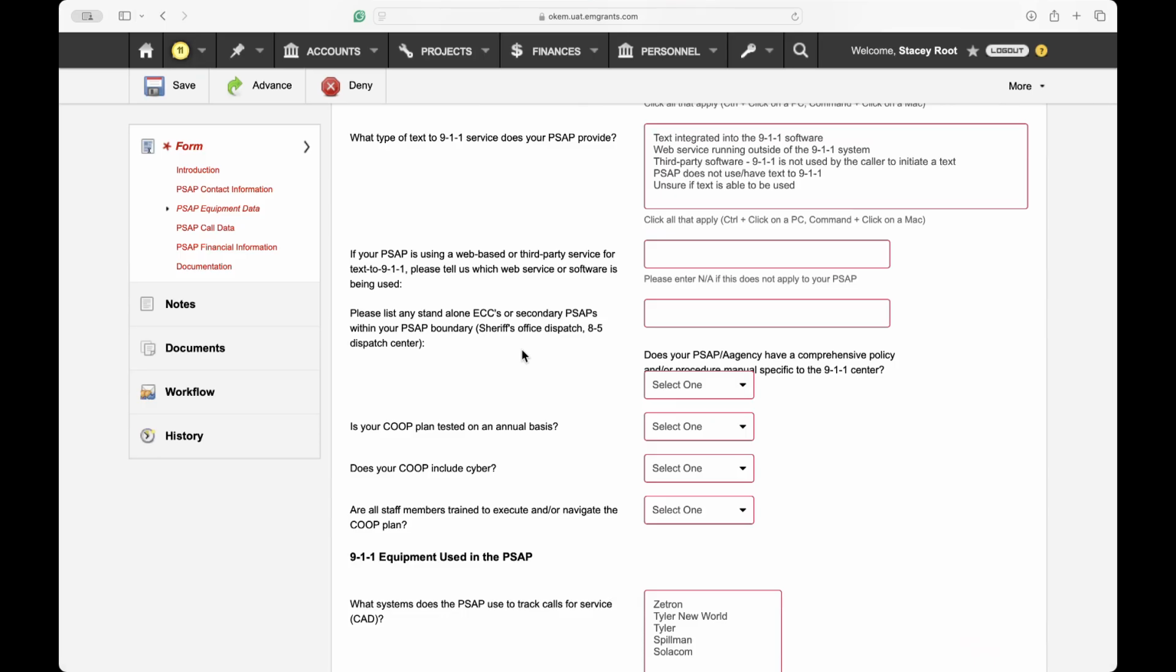Standalone ECC is the same way. I was out in eastern Oklahoma and found out there are like 3 standalone dispatch centers in these small municipalities I had no idea even existed.